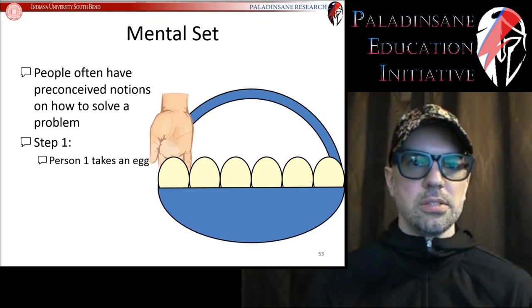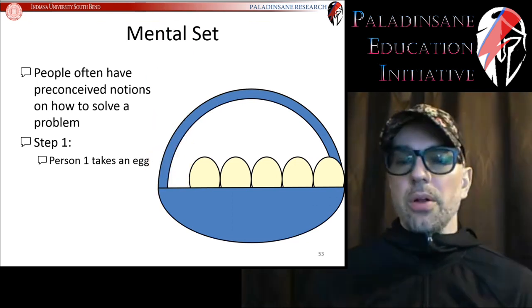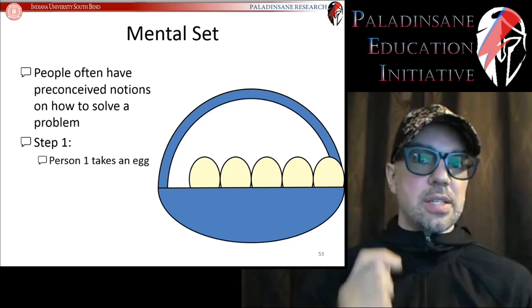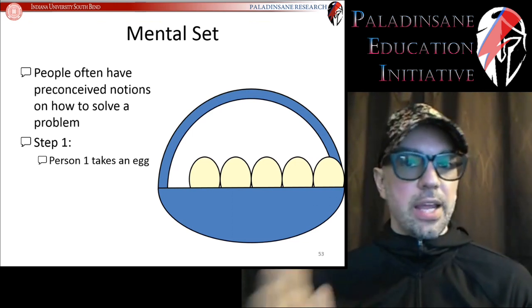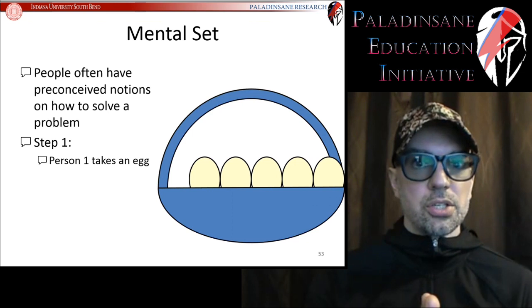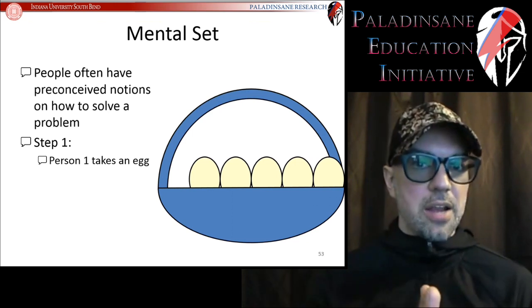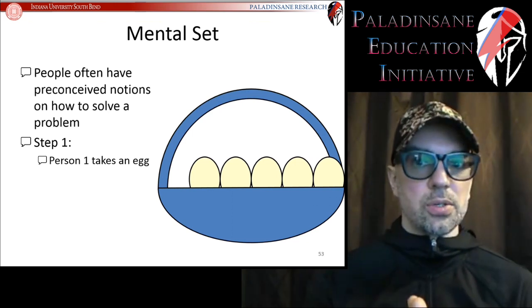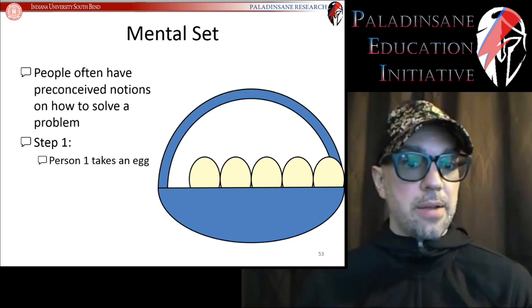There they go. Take the egg. So now we only have 5 eggs in the basket. Notice that this has been successful. It has gotten us closer to our solution. Taking an egg out of the basket has gotten us closer to a solution. So we're going to try it again.